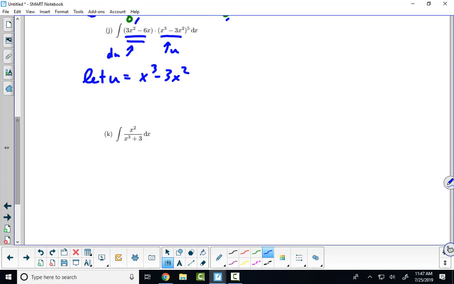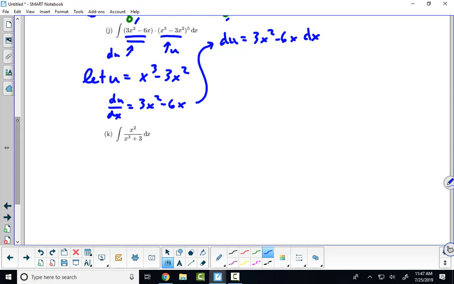So if I took the derivative of both sides with respect to x, I would get du dx is equal to what? 3x squared minus 6x. Now I'm going to use a trick that we sort of saw when we were working with differentials. I'm going to formally multiply both sides by differential x. And if I do that, I get the statement that du is equal to 3x squared minus 6x dx.